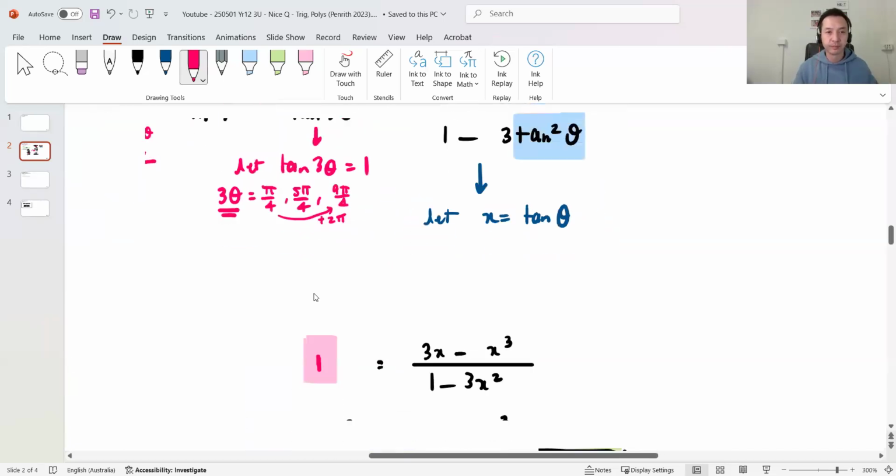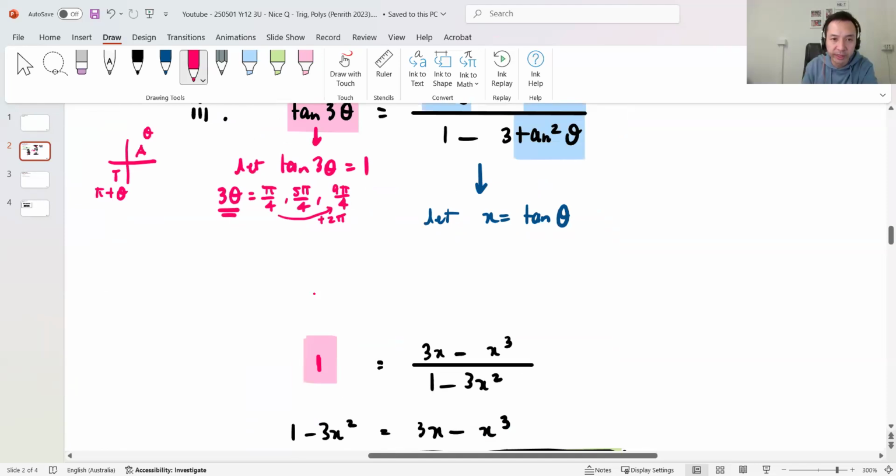Once you get those 3, divide everything by 3 to make theta the subject. I get pi on 12, 5 pi on 12, and 9 pi on 12, which is 3 pi on 4. So my final theta answers are pi on 12, 5 pi on 12 and 3 pi on 4.